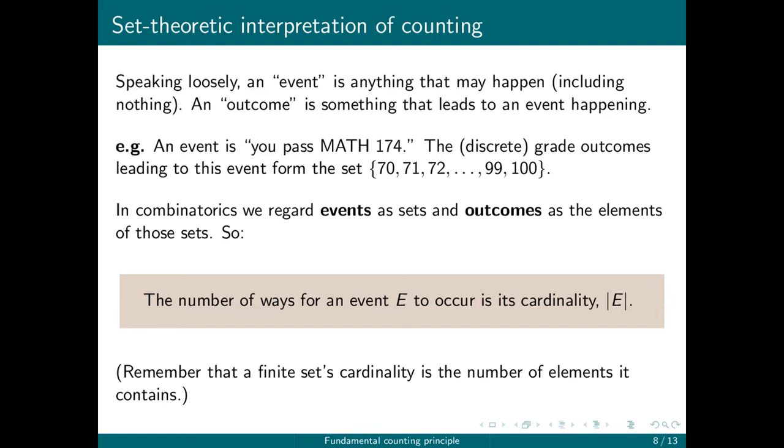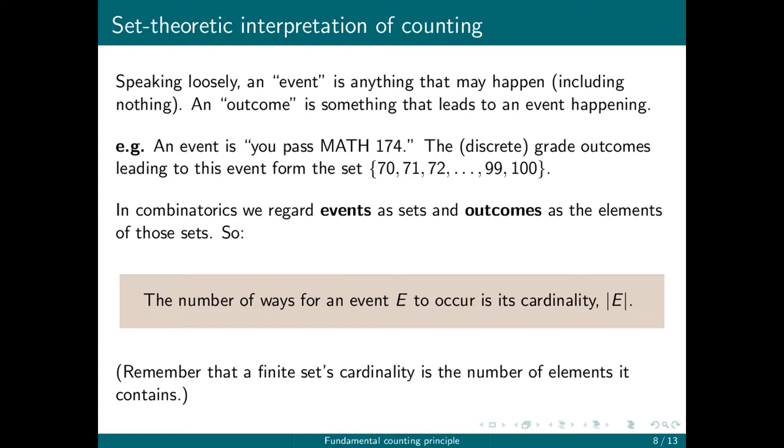For example, an event is you pass Math 174. If we're thinking about what grades lead to this event happening, and we're going to discretize that because this is discrete math, the options are you get a 70, you get a 71, you get a 72, and so on, you get a 99, or you get a 100. In combinatorics, we're going to regard events as sets, and outcomes are the elements of those sets.